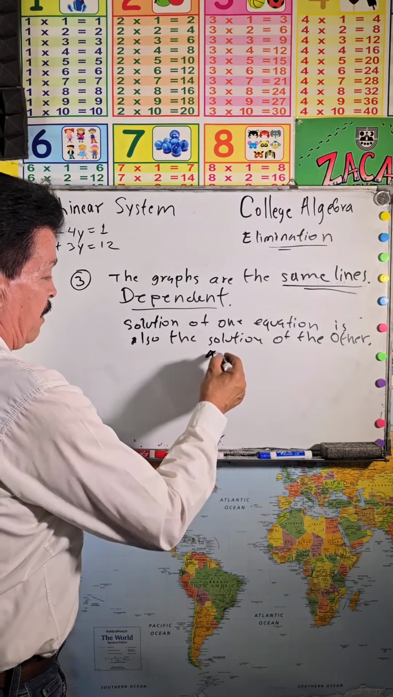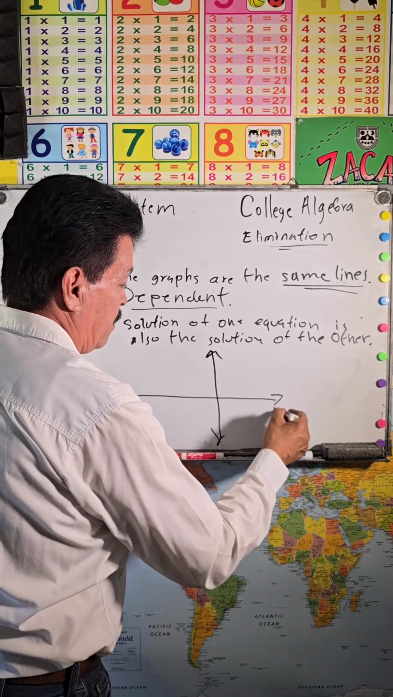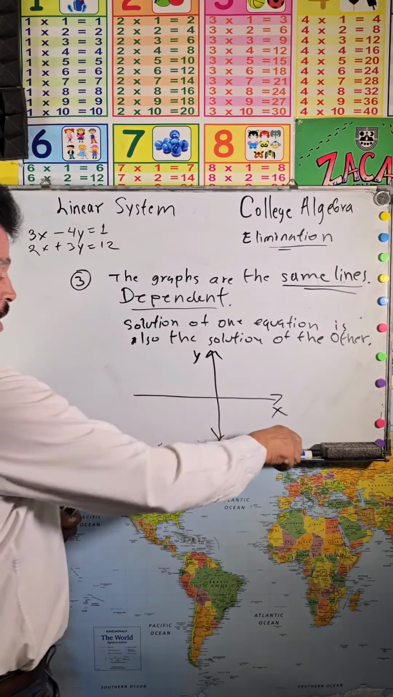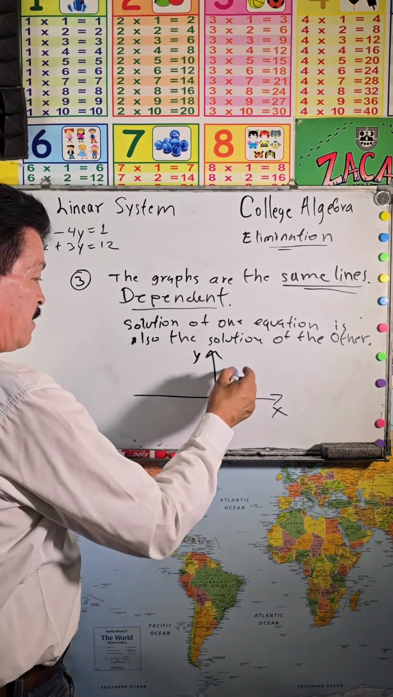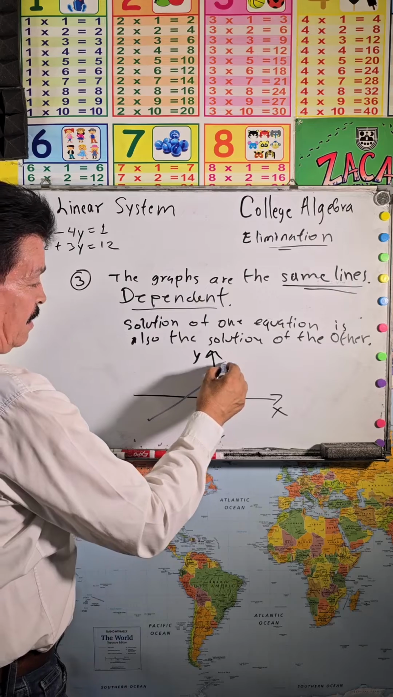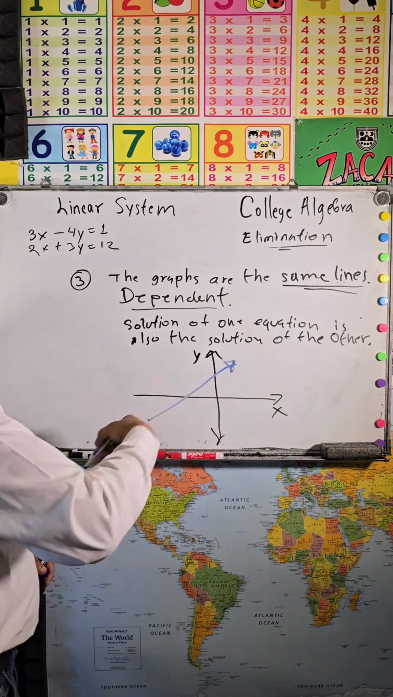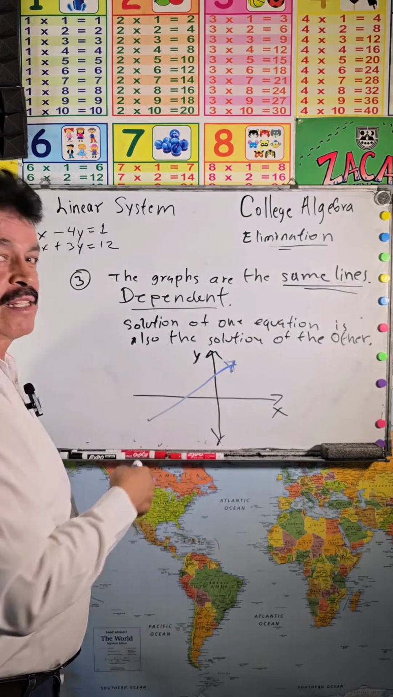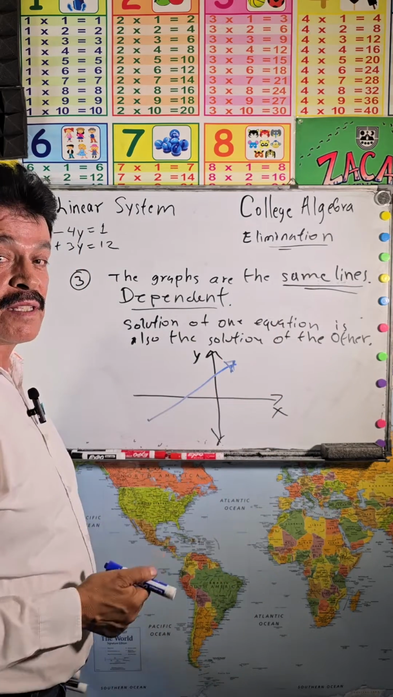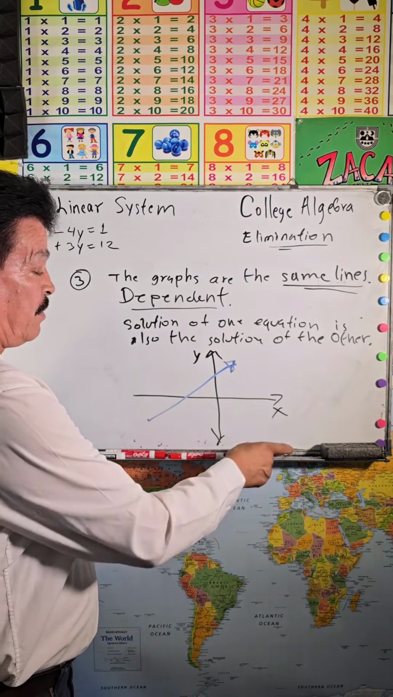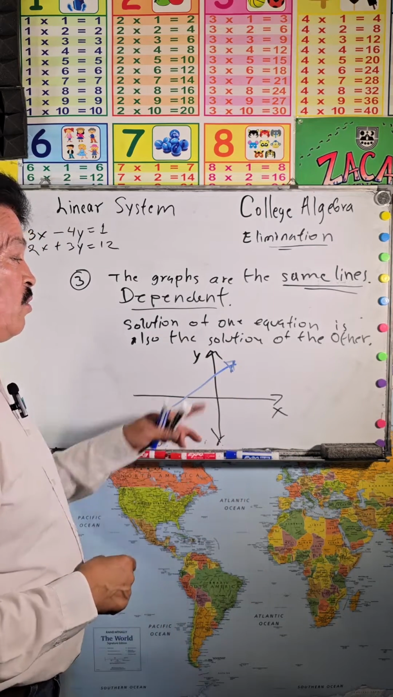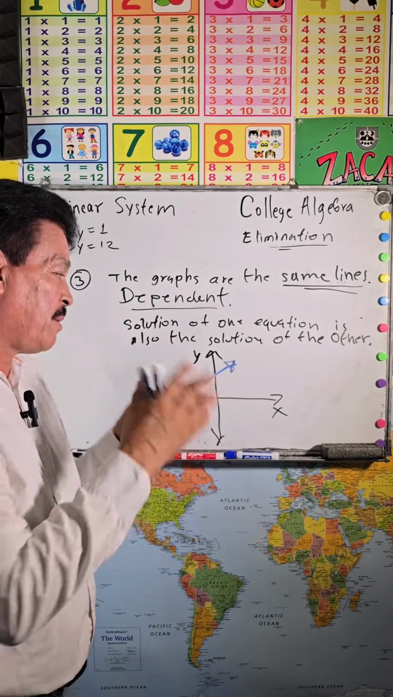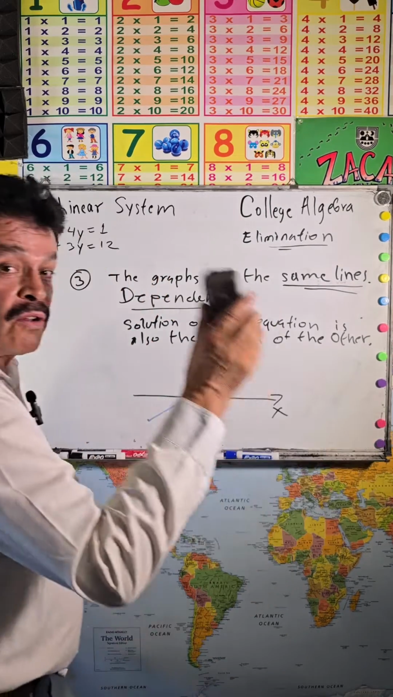Let me show you the graph. It's easy to understand the problem. It looks like this. So two equations are on the same line. They have the same line. So the solution of one equation is also the solution to the other equation. So both have the same solution. All right. So that's it.